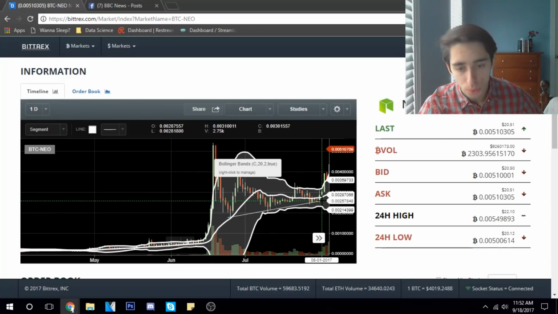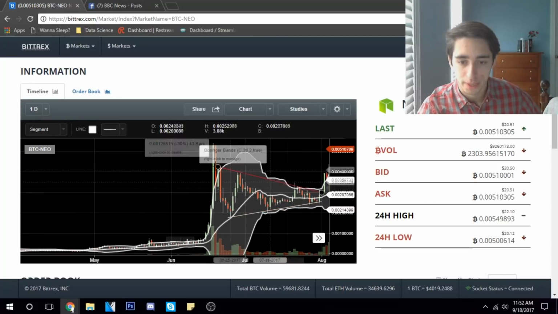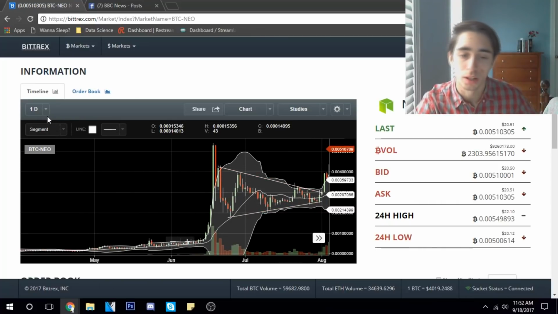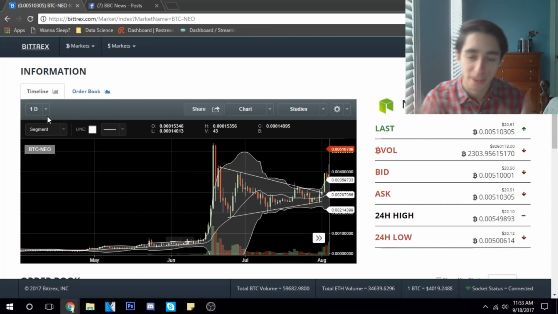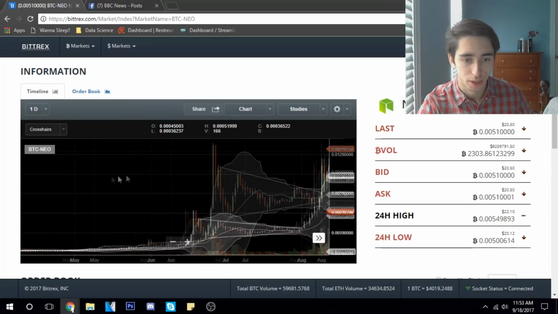Now, this doesn't always happen with Bollinger Bands, but as you can see, the price action narrowed in, the wedge formed, and the Bollinger Bands also narrowed in as well, because the volatility was lowering. It was waiting for the next big run-up. And we got that in Neo, as we can obviously see on the chart.